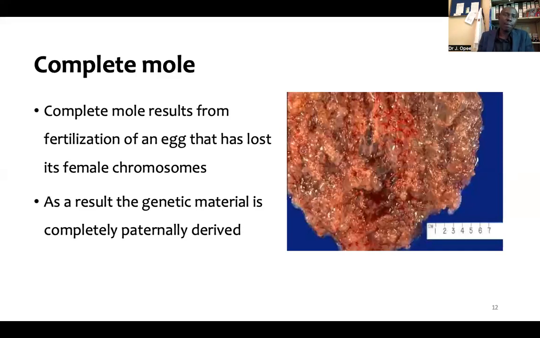Then when we're talking about complete mole this time, how does complete hydatidiform mole come about? It is very important to know this because in your practice, you will see different structures. And this diagram illustrates how the appearance looks. Yes, complete hydatidiform mole results from fertilization of an egg that has lost its female chromosomes. So when the female chromosomes are lost, the resulting genetic material is only from the father, that is paternally derived. And that's typically how it looks when you evacuate.